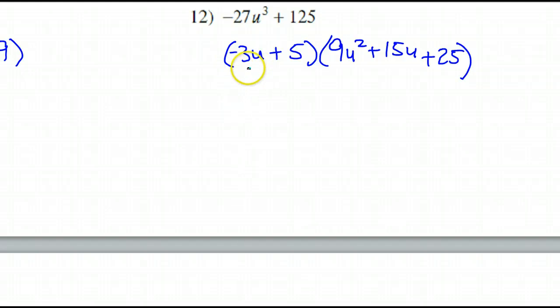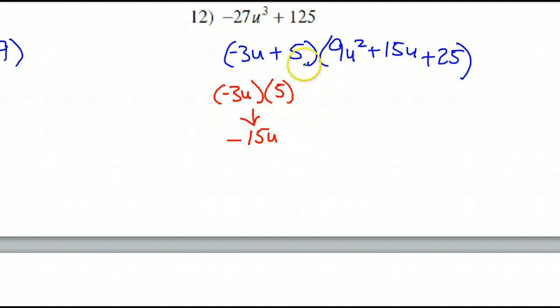So just to be extra clear, the middle comes from multiplying these two terms together. In this case, I have negative 3u times positive 5. That gives me negative 15u. Now, like we've been doing everywhere else on this paper, we multiply these two together, but then we do the opposite sign. So because it's a negative 15, that's why we put a positive 15. So it is the opposite. It's not the opposite of this sign. It's the opposite of the product.